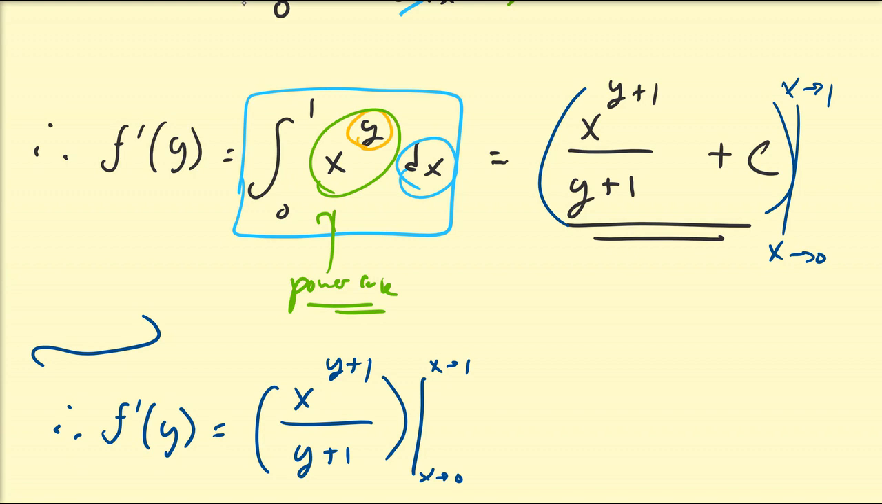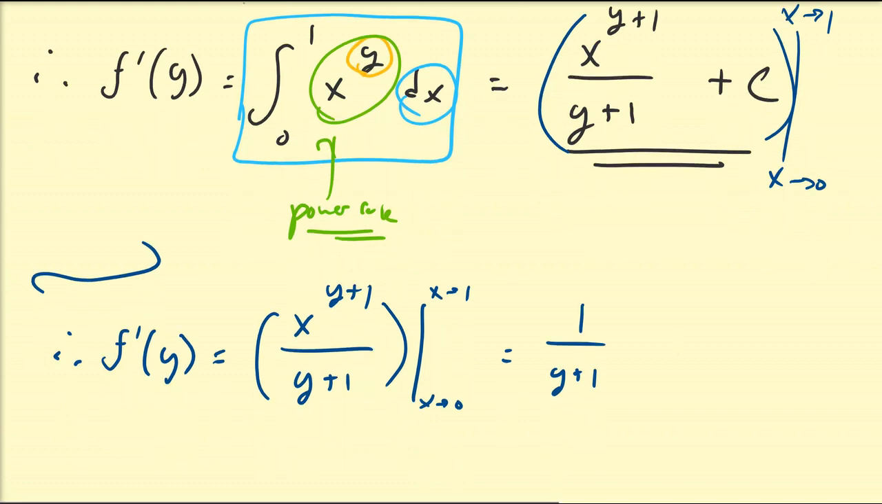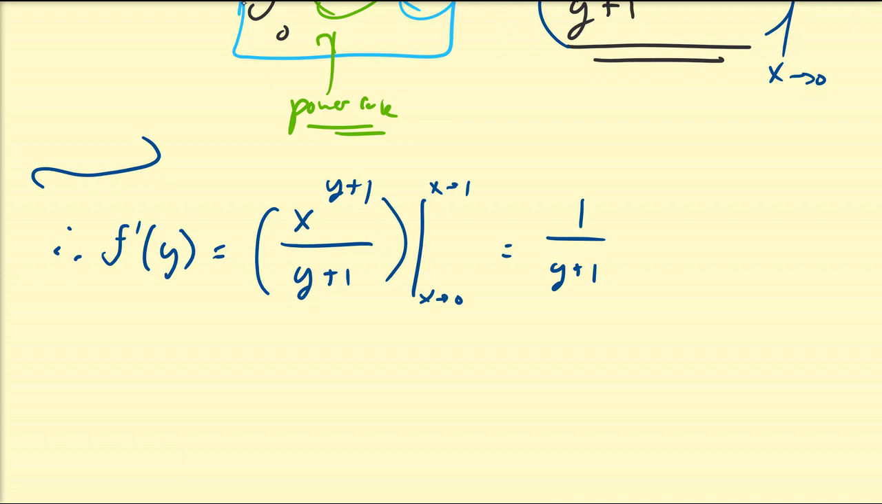So as x goes to 1, we have 1 to some power, which is 1. So that's going to give us 1 over y plus 1. And 0 to any finite power that's non-zero is also going to be equal to 0. So we just have 1 over y plus 1. So the derivative of f is 1 over y plus 1.